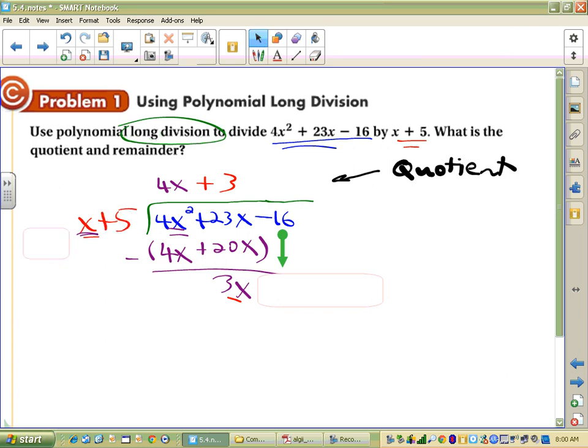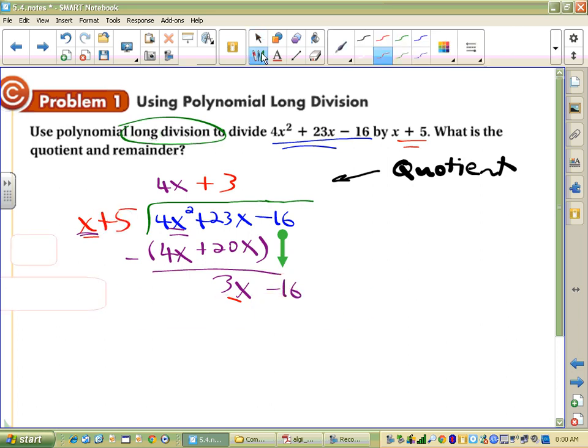So what I'm going to do now is multiply again, and this procedure right now might seem kind of foreign to you, but 3 times x is 3x, and 3 times 5 is 15. And again, I subtract, and when I subtract, I get negative 31 as my remainder.